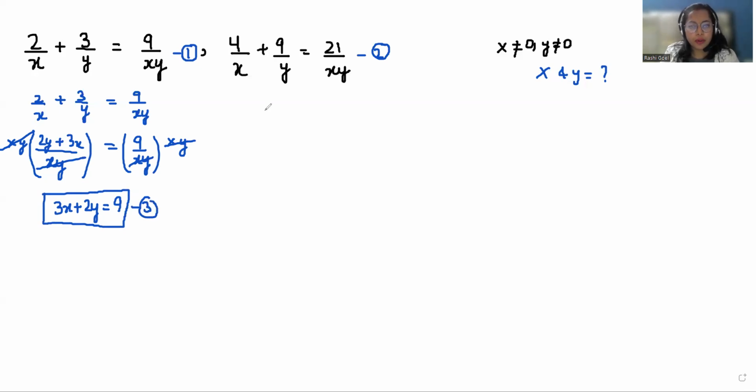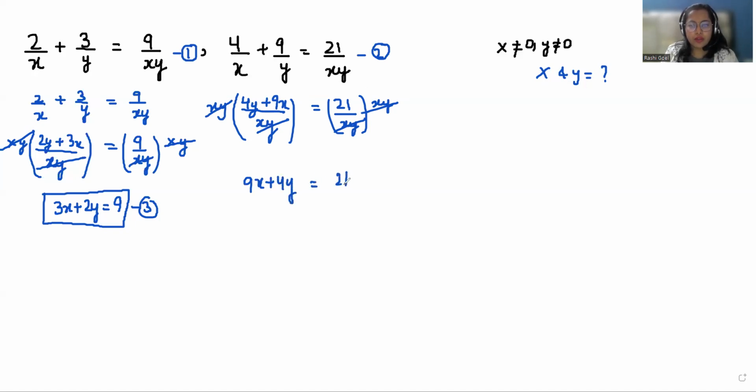Now similarly, I am doing the same process with equation number 2. So first we'll take the LCM, that is xy. We can write it as 4y plus 9x is equal to 21 by xy. Now I'm going to multiply both sides by xy, and we eliminate the denominator with the numerator, this xy. So what is left? 9x plus 4y is equal to 21. And this is our equation number 4.